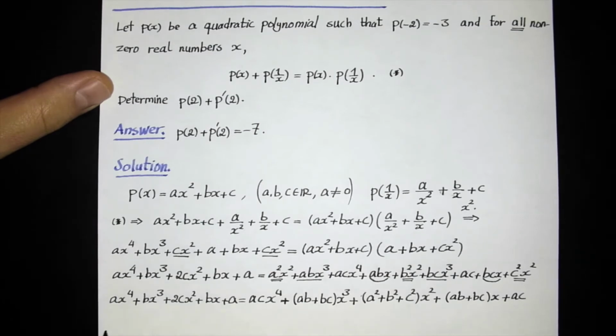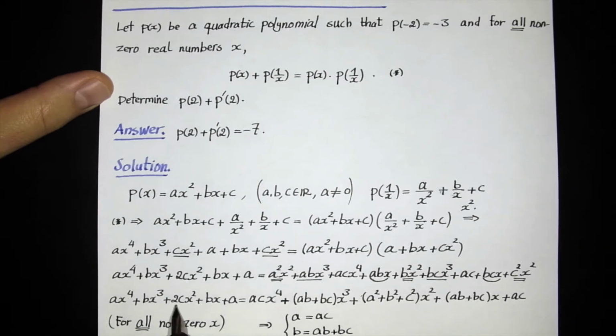So this means that, let me emphasize, for all non-zero x. So this sentence is crucial here, for all non-zero. Okay, so this will imply that I have the coefficient a equals ac, the coefficient of x to the 3 is b on the left hand side, the coefficient of x to the 3 is ab plus bc, so they also should match.